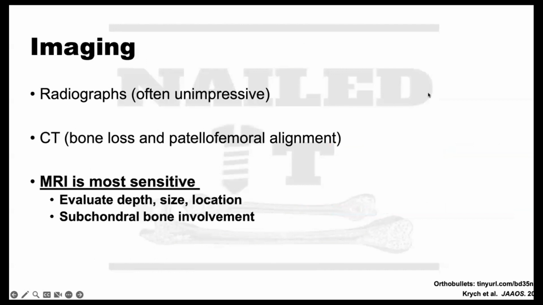For imaging, radiographs are going to be where you start, even if they are unimpressive. Sometimes you can see these articular cartilage defects, especially on your weight-bearing flexion views, but sometimes you won't be able to. Your CT scan can show you bone loss, and especially can show you patellofemoral alignment. But really, the mainstay is going to be the MRI. This will allow you to look at the depth, the size, the location, and also the subchondral bone involvement.